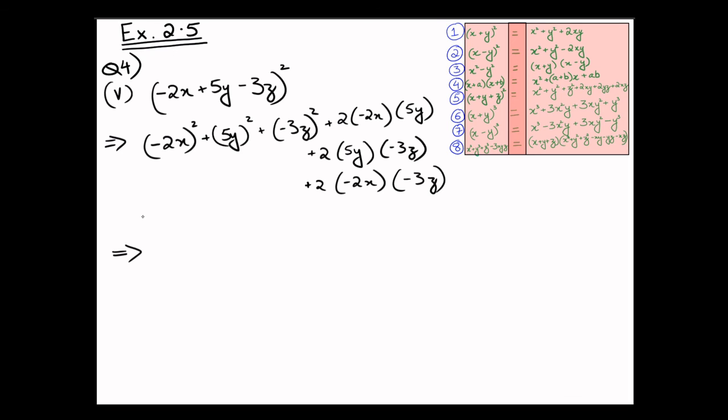Expanding the brackets, we have 4x square plus, sorry about that, 25y square plus 9z square minus 20xy minus 30yz plus, since the minus and minus cancel out, 12xz. This is the final expansion for part number 5.